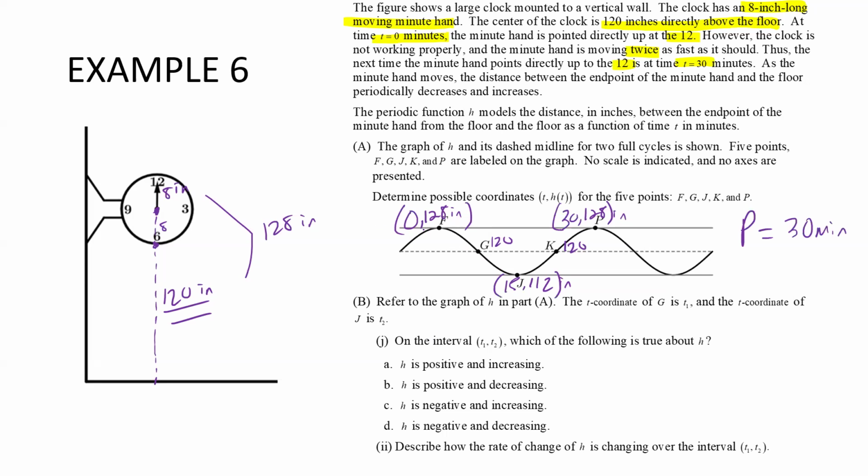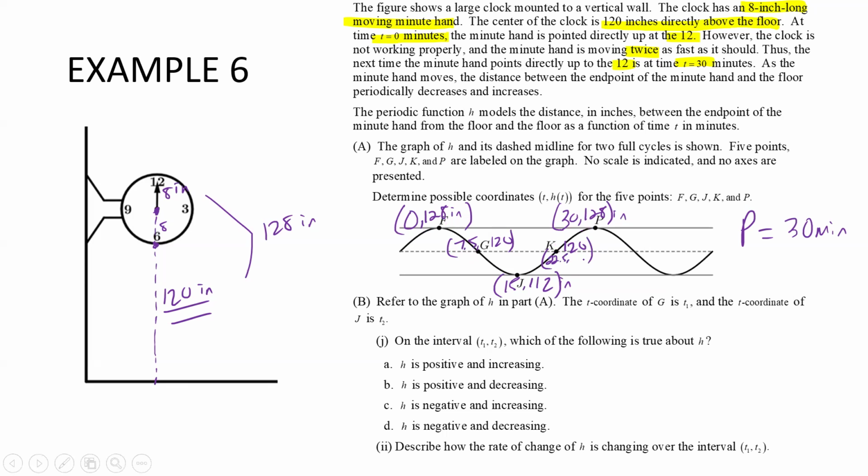And then halfway between those would be what? There we go. So between 0 and 15, we're at 7.5. And then halfway between 15 and 30, we're at 22.5. And those would be our points.